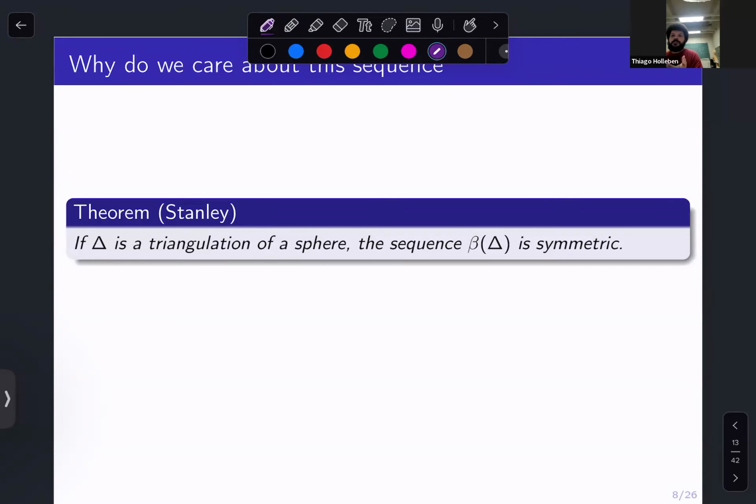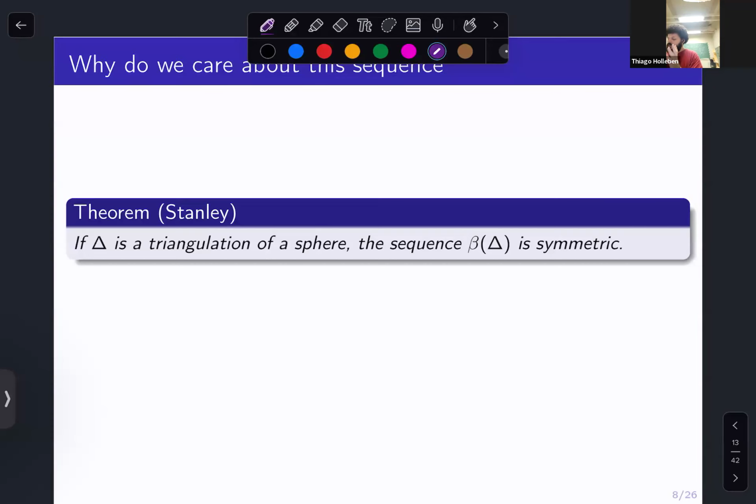But why should we care about this sequence? One thing that was shown a long time ago by Stanley is that if you take your simplicial complex to be a triangulation of a sphere, this betti sequence is going to be symmetric. We just did it for a pentagon, which is a triangulation of a circle, and the sequence we got is 1, 5, 5, 1, which is symmetric.